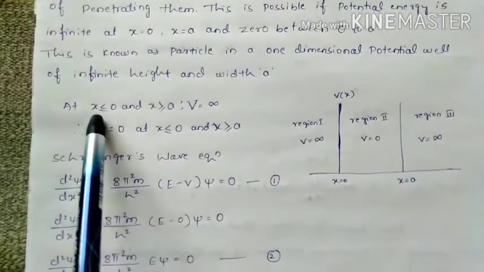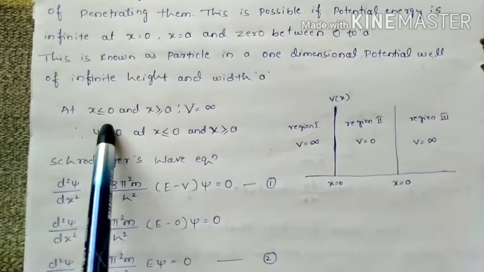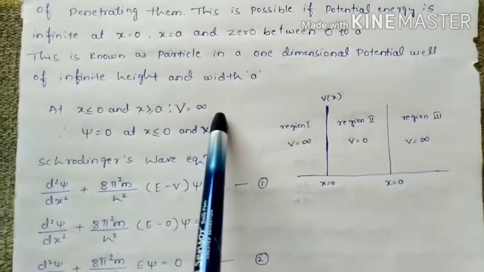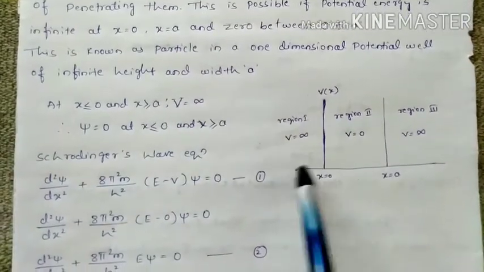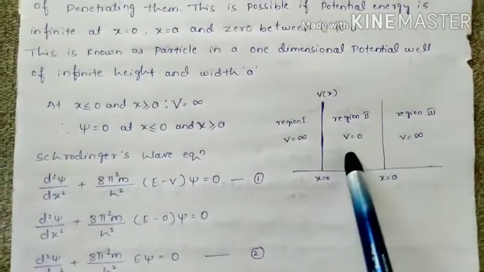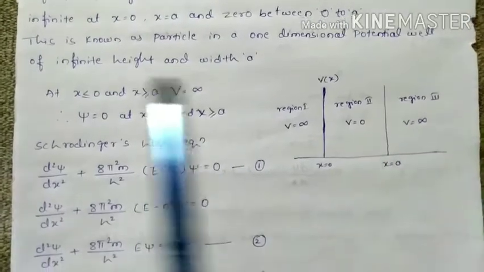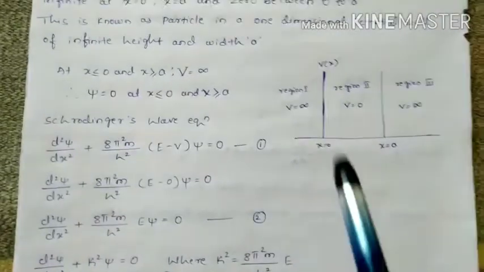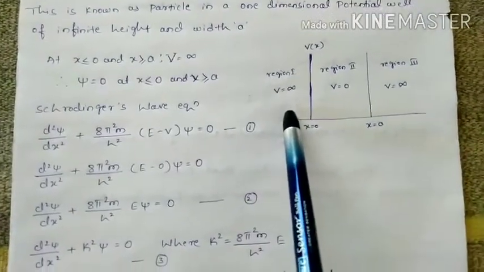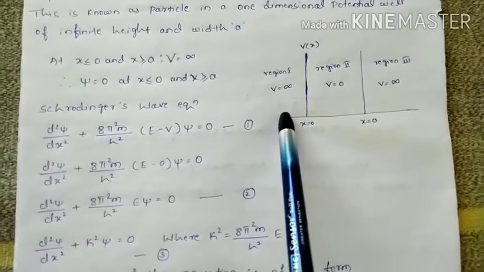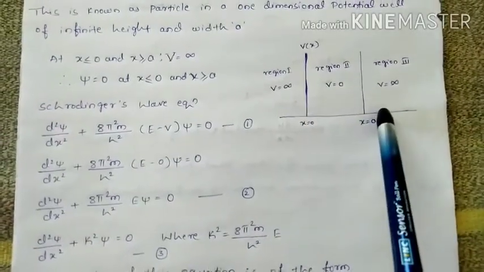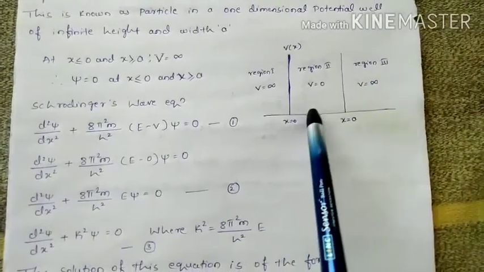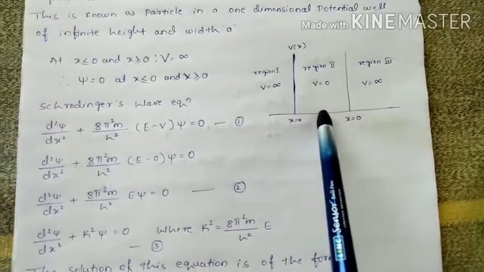So here at x less than or equal to 0, and at x greater than or equal to a, V is infinity. Here V is infinity and here V is infinity, but here the potential V equals 0. Therefore psi equals 0 at x less than or equal to 0 and x greater than or equal to a, because the particle is not present there. The particle is present here, and only here can psi have some values.